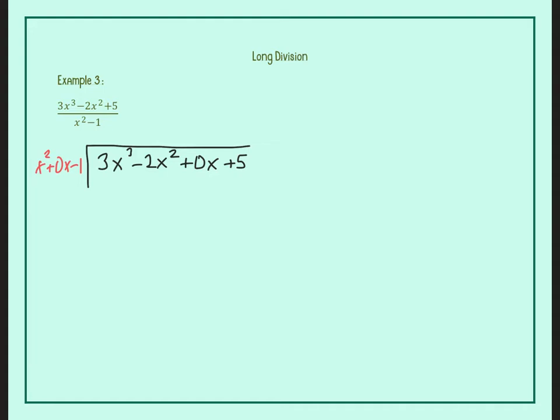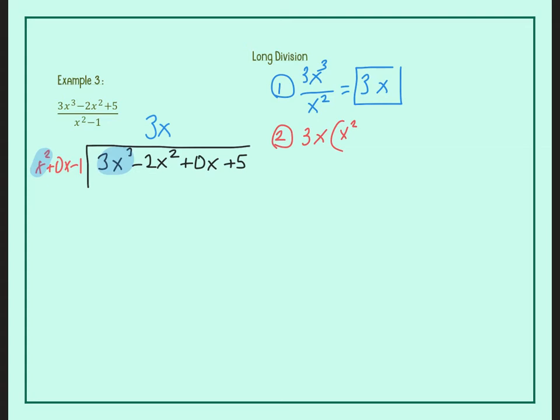Now follow the same pattern we used on the last problem. We took the first term of the dividend and we divided it by the first term of the divisor. So step 1, we have 3x cubed divided by x squared. When I divide these, I get 3x. Remember that whenever you divide, this is part of your answer. Step 2 is to multiply. We're going to take the 3x that we just found, and we are going to multiply it by everything on the outside. And now you're going to see why that 0x place value was important, okay?